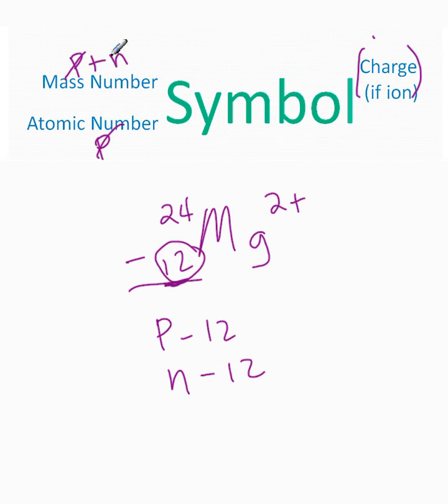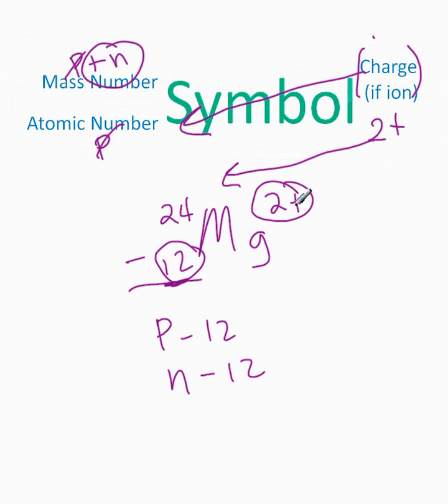Easy. What about electrons? Here's the way I do it. You take whatever the charge is and you do exactly the opposite to the atomic number. If the charge here is plus 2, what that means is I subtract 2. The opposite of the charge gets me the number of electrons. So in this case I have positive 2, which means I subtract 2 from the atomic number, 12. That means I have a total of 10 electrons for this one.